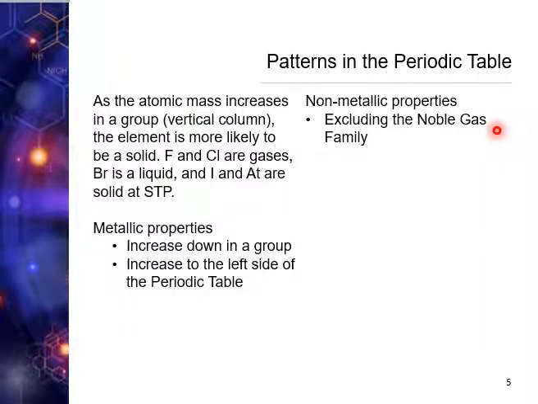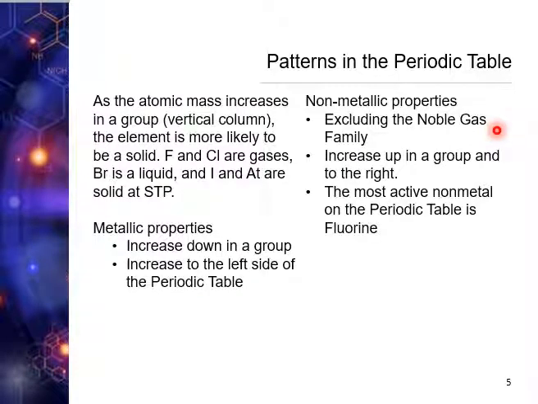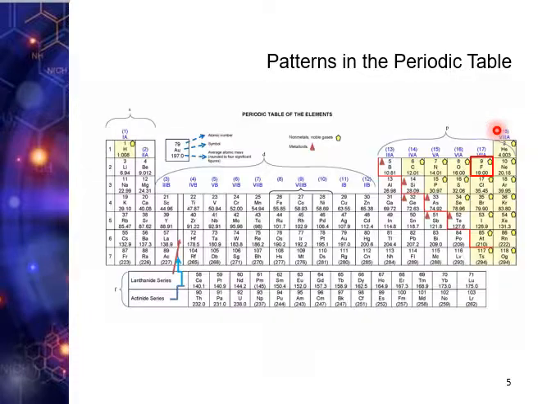Nonmetallic properties, excluding the noble gas family, which is the final column on the periodic table, increase up in a group and to the right. The most active nonmetal on the table is fluorine. It's right here. Francium is the most active metal, down and to the left. The most active nonmetal is fluorine, up and to the right. This is your noble gas family. They're basically inert, non-reactive.